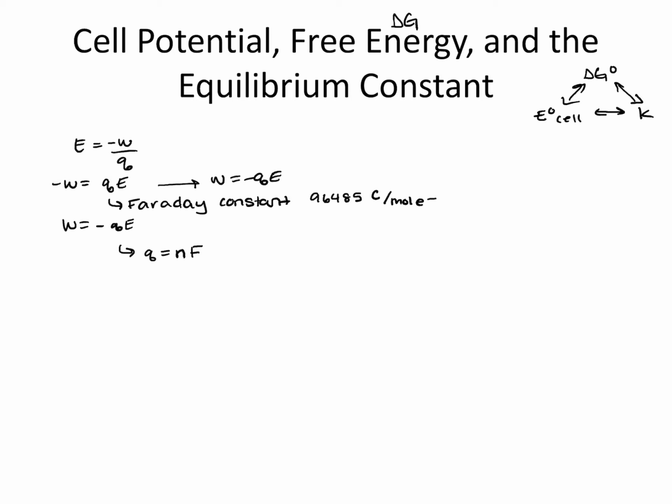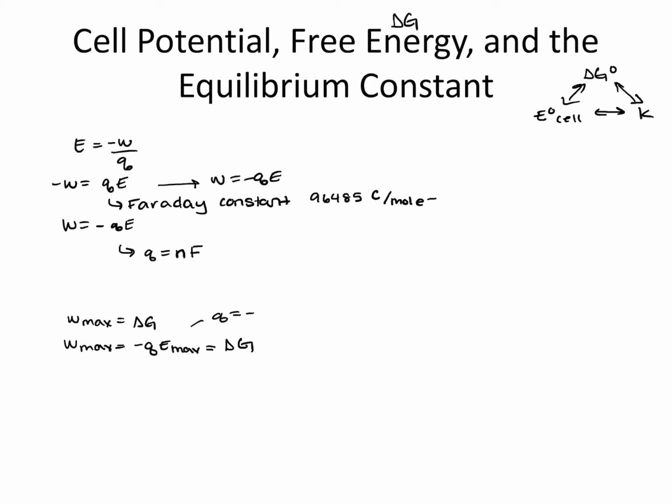Well, how can that relate to our Gibbs free energy? The change in free energy actually equals the maximum amount of work that can be attained from a process. So work max, the maximum amount of work, is equal to delta G, Gibbs free energy. So for a galvanic cell then, since we know that the maximum work is equal to the charge and cell potential, max cell potential, that'll then be substituted by delta G.